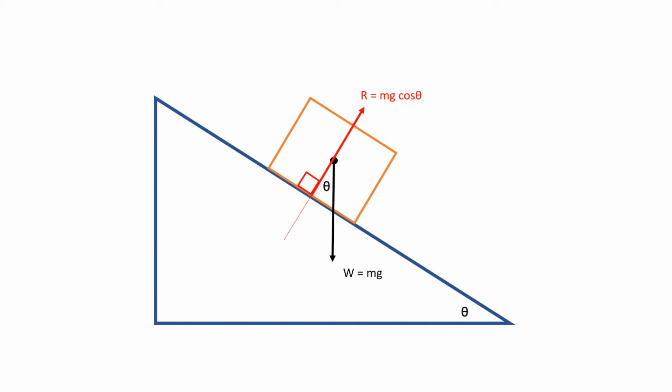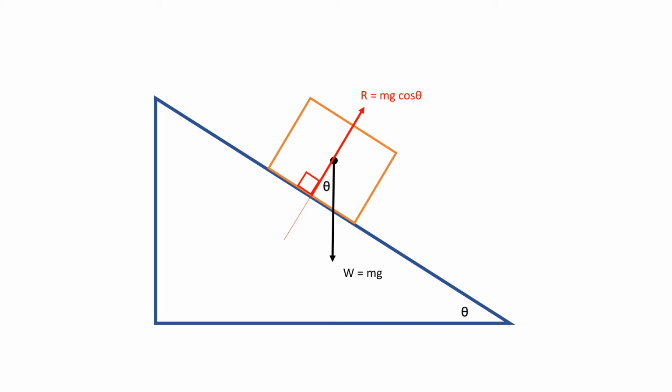This allows me then to analyze a vector triangle where the weight is the hypotenuse and the adjacent side with respect to the angle is the normal vector. So the normal force is calculated by multiplying the hypotenuse, in this case the weight mg, by cosine theta.